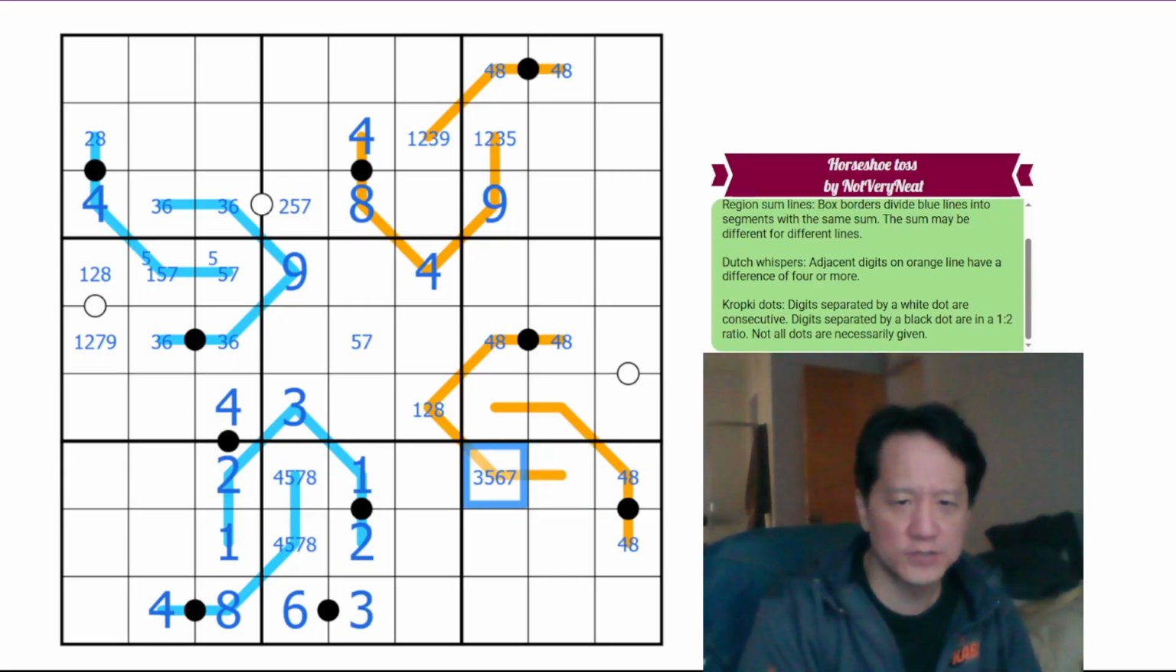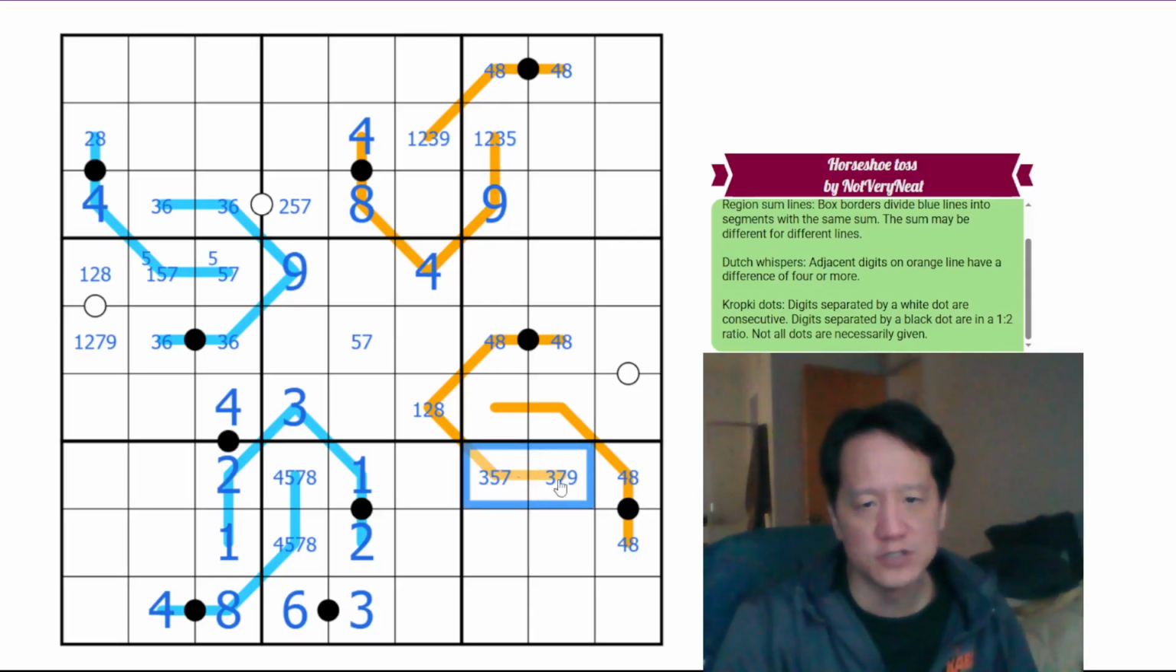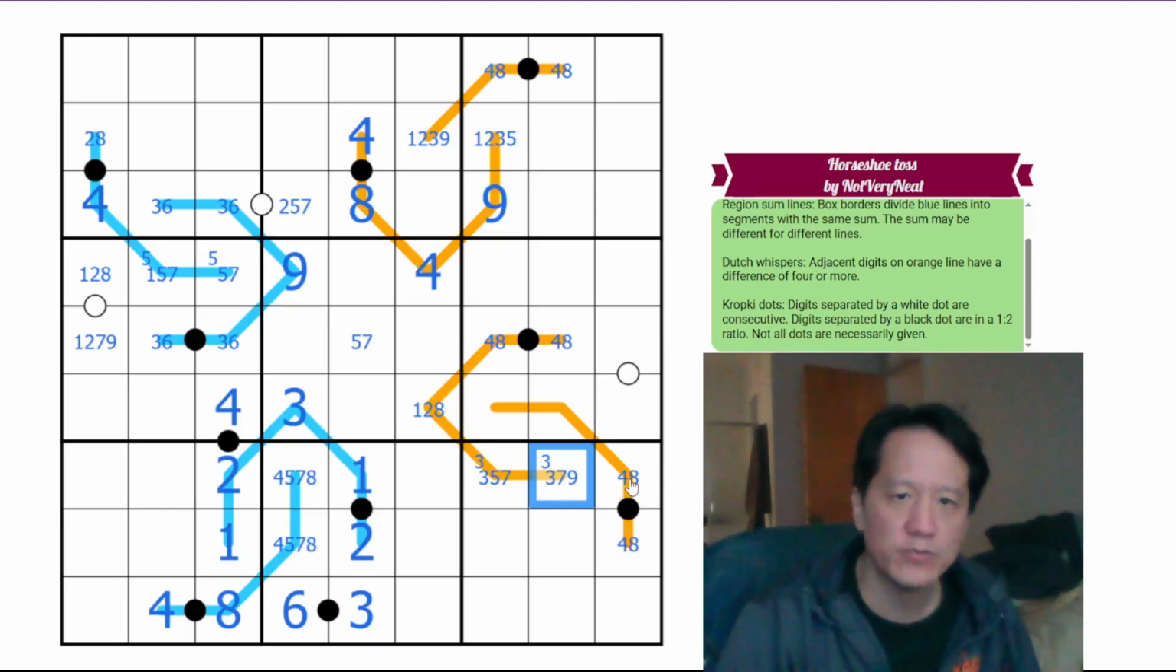If this were 3, it would have to be 7, 8, or 9 here. Could not be 8 because of the 4, 8 pair in the box. If this is 5, 6, or 7, 5 would have to be with 9 there. 6 would not work because it would have to be next to 1 or 2, and this can't be 1 or 2 on the whisper 4 line. 7 would have to be with 3. So we're guaranteed one of these digits is a 3. We don't know which.